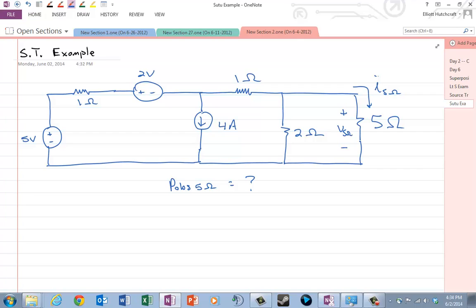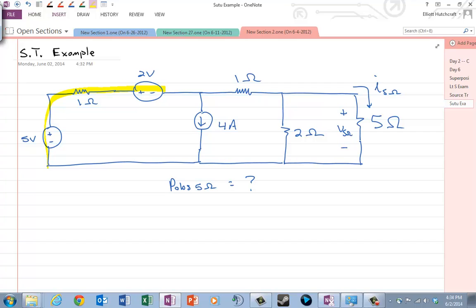But how do we use source transformation to help us through this in a quicker way? Well, the first thing you might note here is that we've got 2 voltage sources in series, and we've already talked about how we can handle 2 voltage sources in series. We can just add the two. Since it's 5 plus to minus, I'm going to keep the same reference there. Notice the 2, as I go from here and around, I would go from minus to plus, and then this one would be plus to minus.